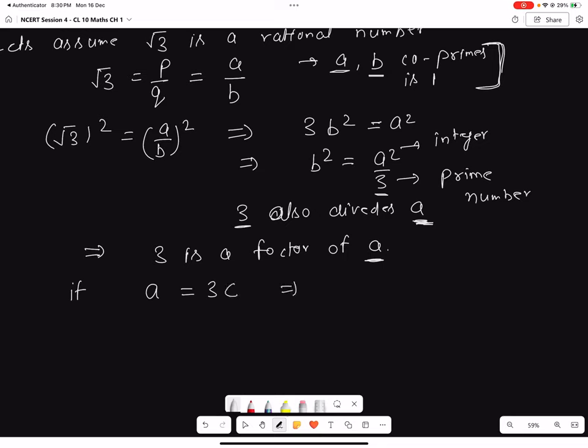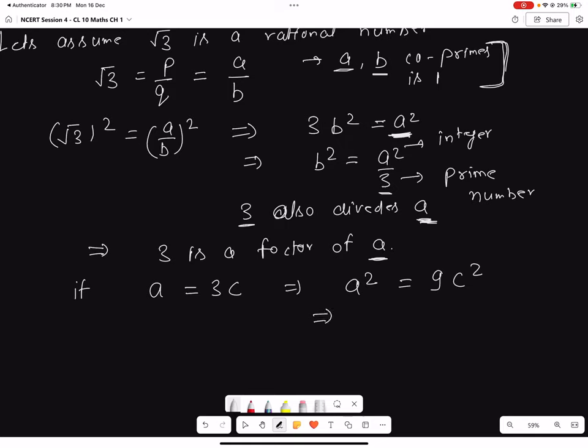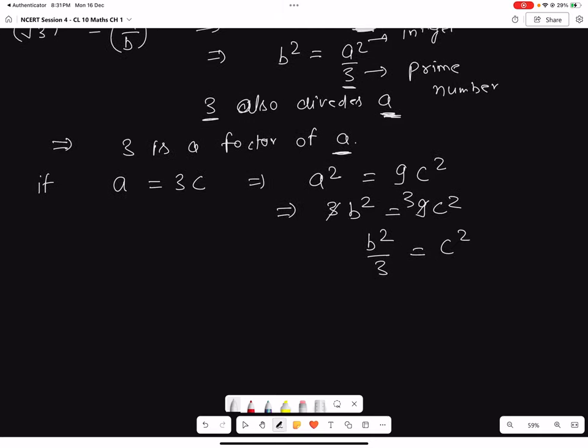You can square both sides and say 9C squared. And then you will simply replace A squared with 3B squared, because now you have to prove that B also has a factor 3. So here you will say 3B squared equals 9C squared. 3 3s are 9. Then B squared upon 3. I'm just going a little faster here.